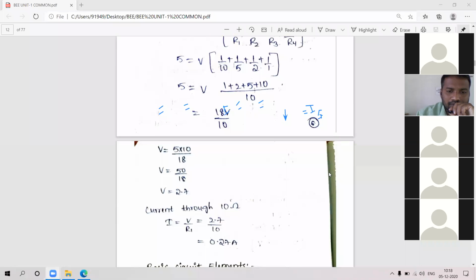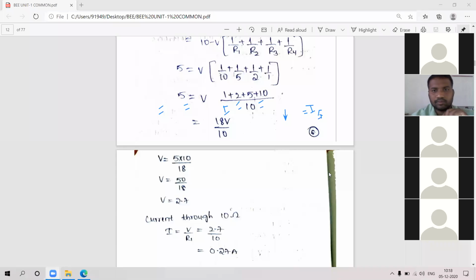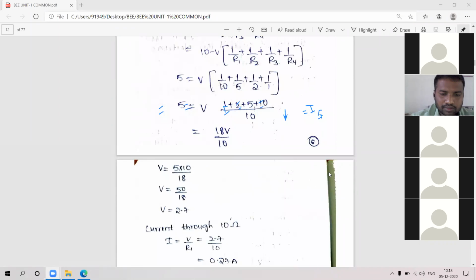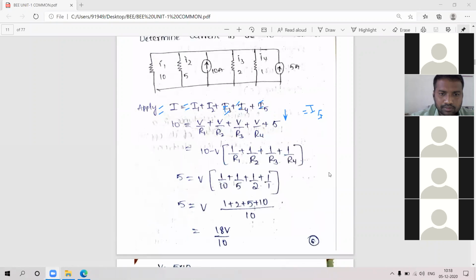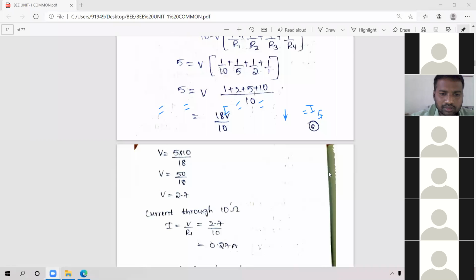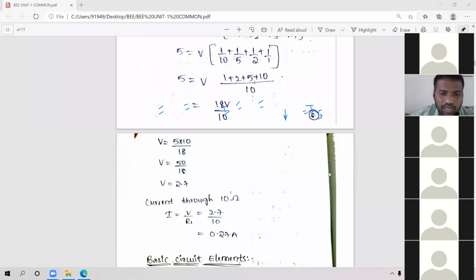See, this is the answer. Voltage, how much you got? 2.7, not 7. Check it. 0.7 only I got, sir. Okay, 2.7 you got. Then substitute. Current through 10 ohms, I is equal to V by R, 2.7 by 10. How much? 0.27.